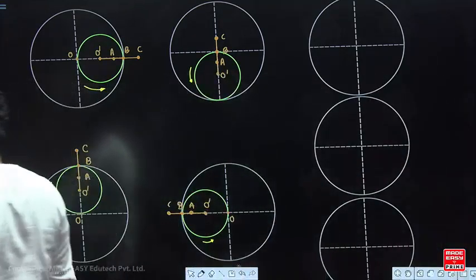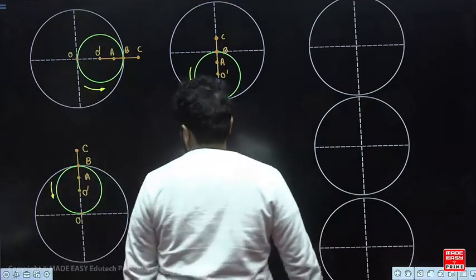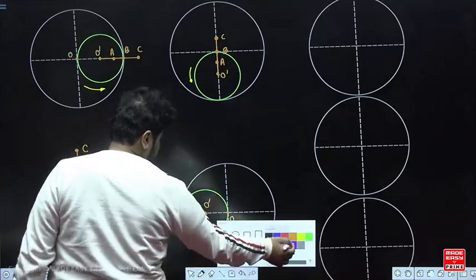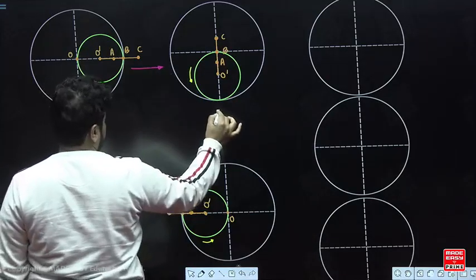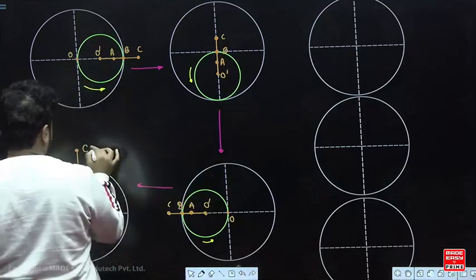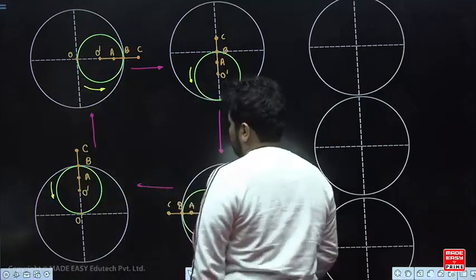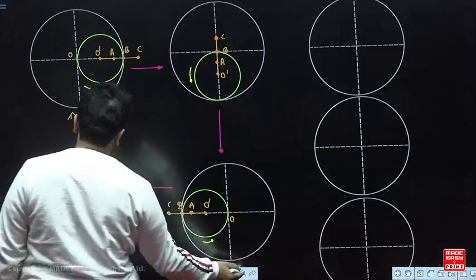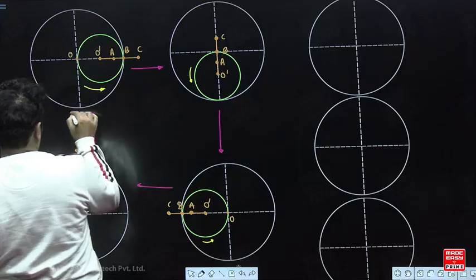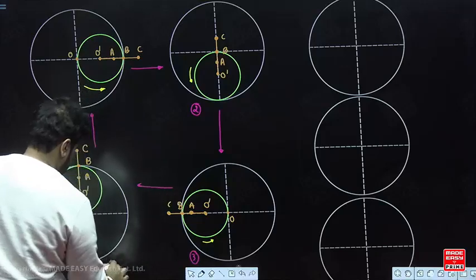That means, from here it is going like this, from here it is coming like this, from here it is going like this, and from here it is going like this, isn't it? So this is how the situation is going, correct? Now let me call this figure number 1, right? So this is figure number 1. This is figure number 2, this is figure number 3, and let us say this is figure number 4.